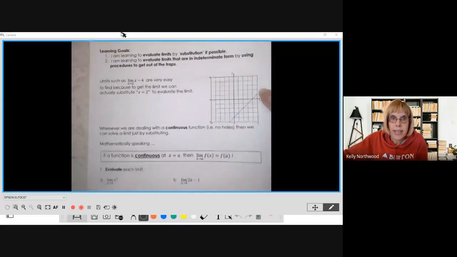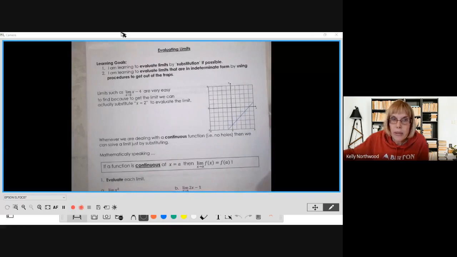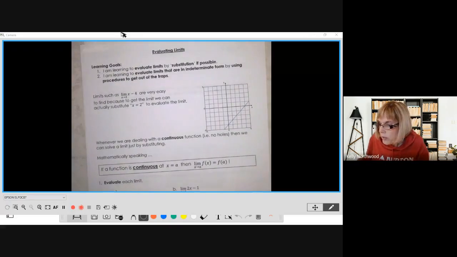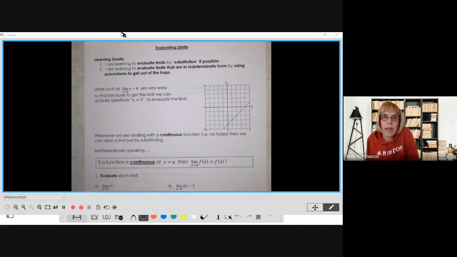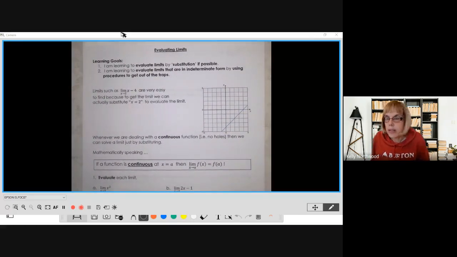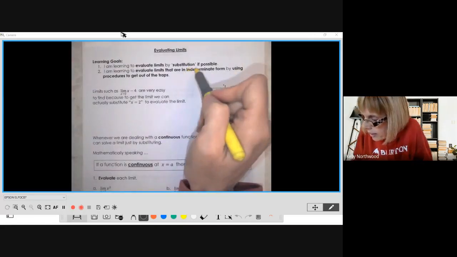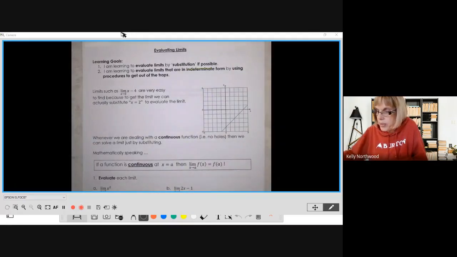So our first lesson today is evaluating limits. We're going to learn to evaluate limits by substitution if possible. That's the really easy, straightforward kind. And we're going to learn to evaluate limits that are said to be in indeterminate form. And for indeterminate form, you have to use procedures to get out of the traps. And I'll talk about what the traps are and all the different ways we can get out of them. The second lesson today goes through just one way of getting out of a trap, but a really important way.